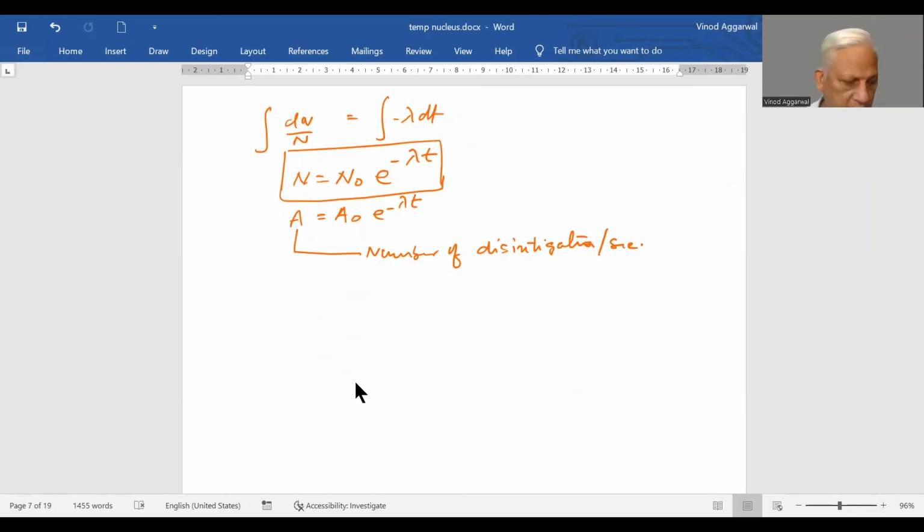Now there is another term called specific activity, which is given by activity per unit volume.